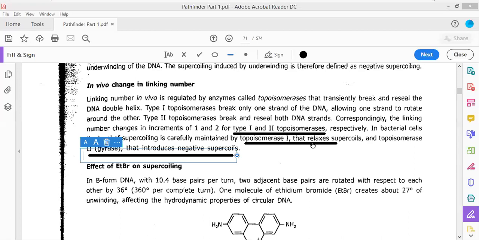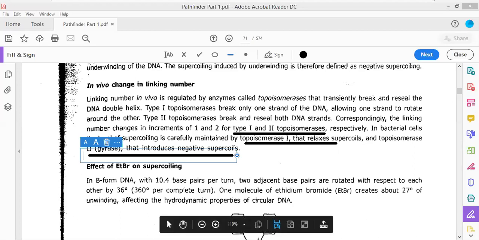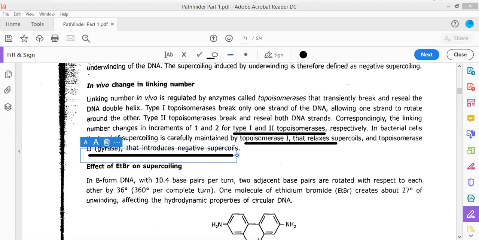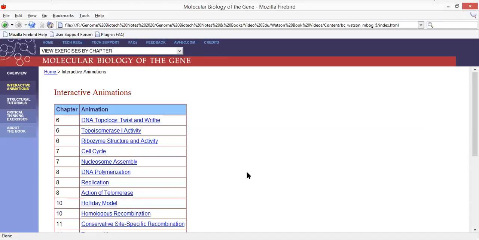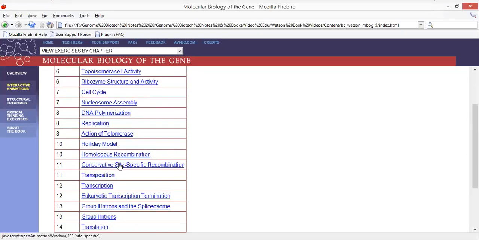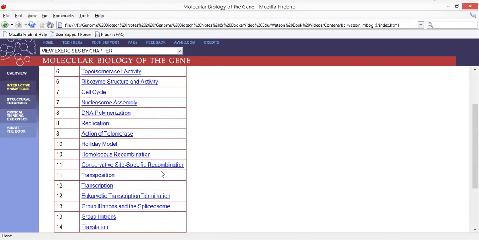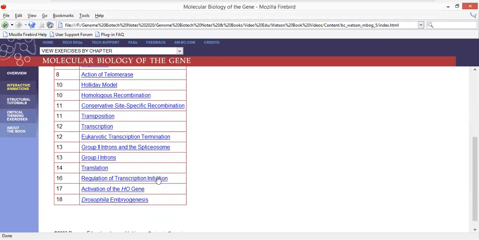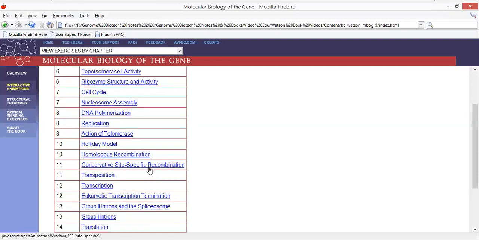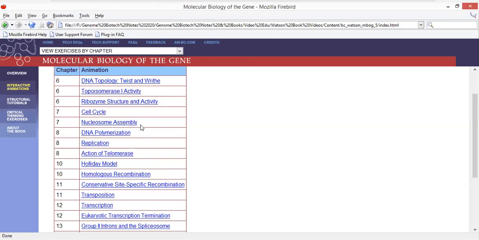Now, moving forward, we have to look towards the animation of the type 2 topoisomerases. How does type 2 topoisomerase work? That we have to see. Now, we will be looking at the activity of the type 2 topoisomerases. Just a second. This is type 1 topoisomerase. Okay, that is the only animation that we are having. Okay, no problem. We'll be looking at the activity of type 2 topoisomerases from another source.